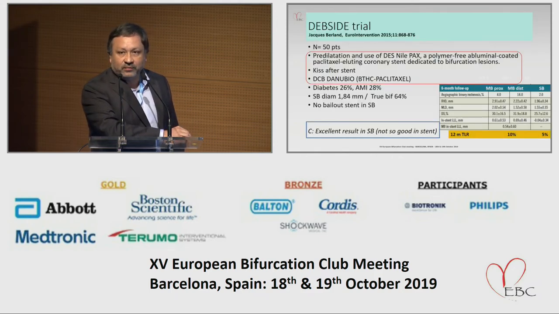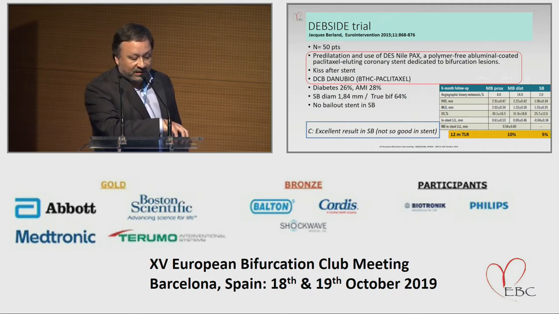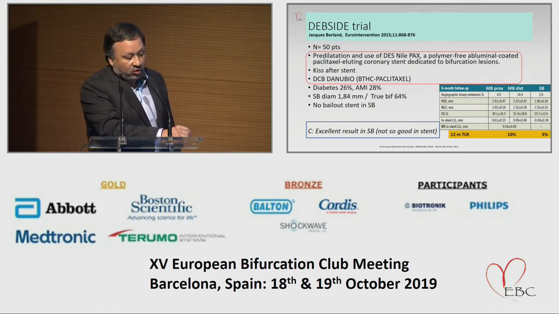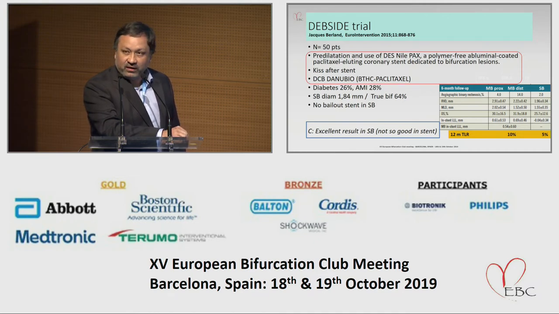And we have here some trials that I want to show you. The DEPSAT trial in 2015, they used 50 patients. It's a registry using the DES Nile PAX. It's a dedicated stent for bifurcation lesions, a polymer-free abluminal coated paclitaxel stent. And they use as a drug coat balloon the Danubio balloon. It's a paclitaxel coat balloon. They follow 50 patients. The side branch diameter is very small, 1.84. And the through bifurcation is 64%. They report no bailout stent in the side branch after using this strategy.